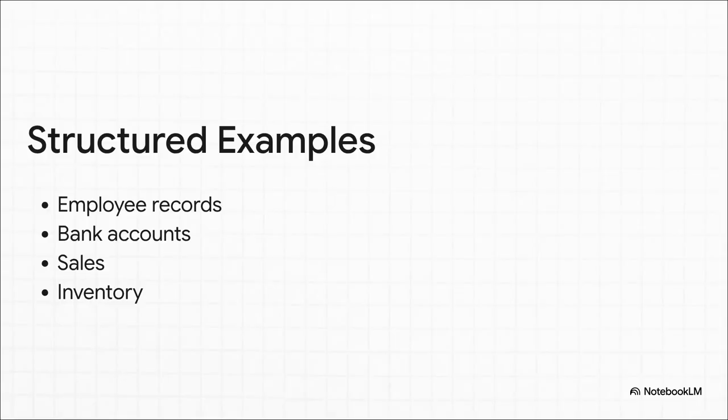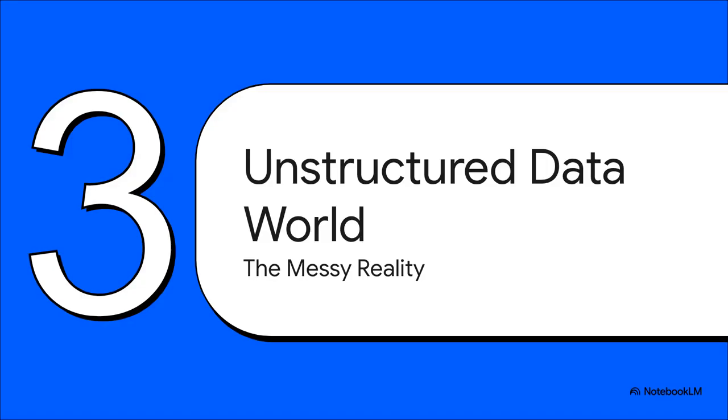And you interact with this kind of data constantly, probably without even realizing it. We're talking employee records, your daily bank transactions, those massive sales spreadsheets your company uses, or the inventory systems at your local grocery store. These are all perfect, everyday examples of structured data. But as neat and tidy as this all is, it's really only one side of the coin. Which brings us to Section 3, the unstructured data world, the messy reality.